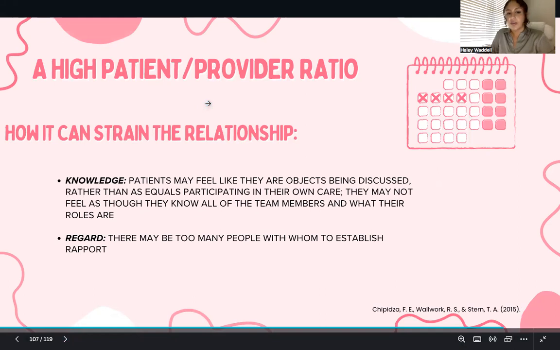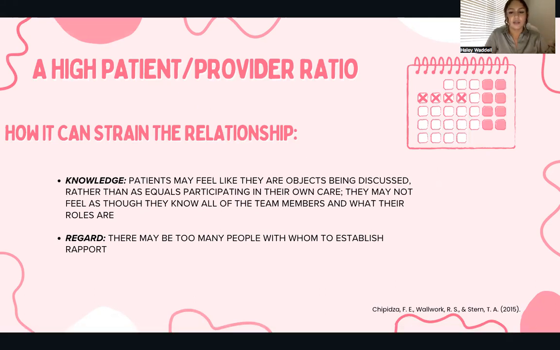So another factor is a high patient provider ratio. Patients may feel like they are objects being discussed rather than equals participating in their own care. They may not feel as though they know all of the team members and what their roles are. There may be too many people with whom to establish rapport. This is especially prevalent in hospitals.